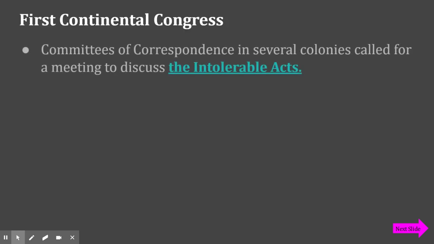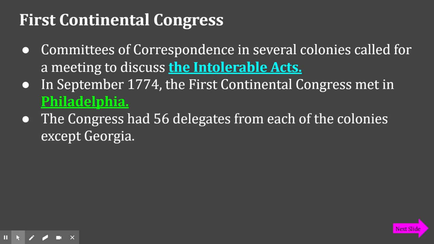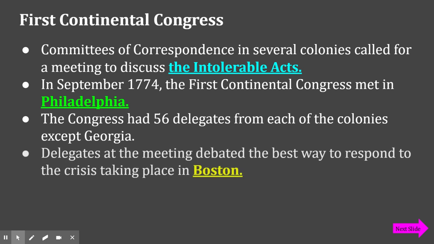The First Continental Congress was when the committees of correspondence in several colonies called for a meeting to discuss the Intolerable Acts. So essentially, this is the first time all of the colonies are coming together to meet. In September 1774, the First Continental Congress met in Philadelphia. The Congress had 56 delegates from each of the colonies except Georgia, and they were debating the best way to respond to the crisis taking place in Boston.